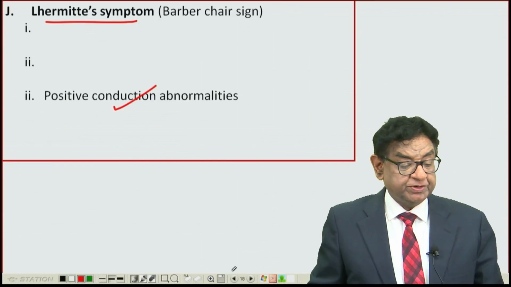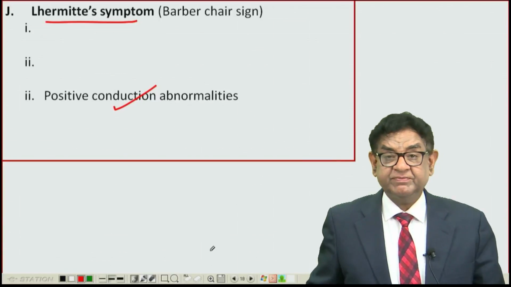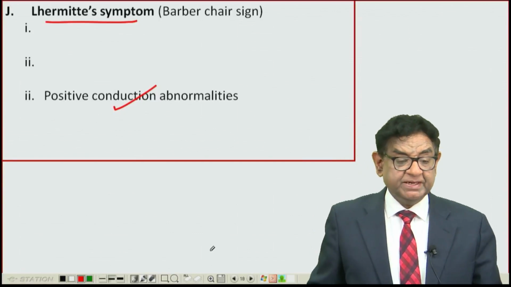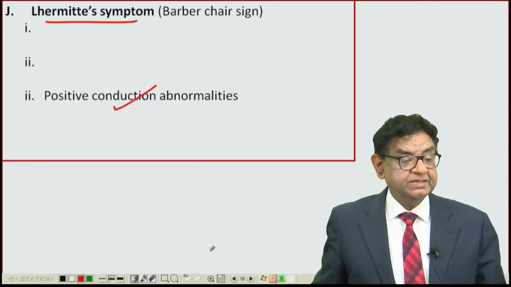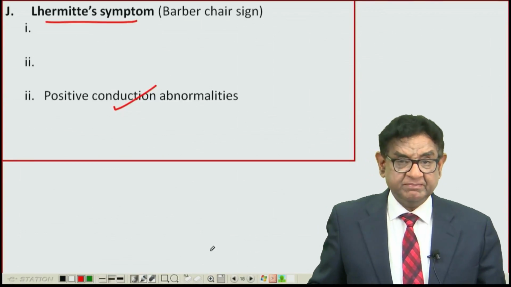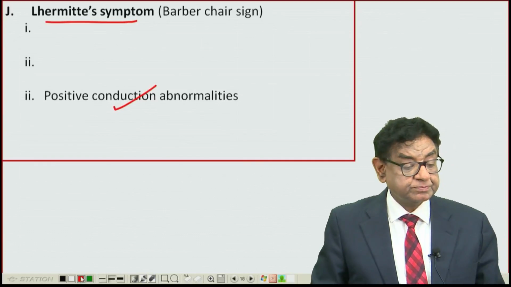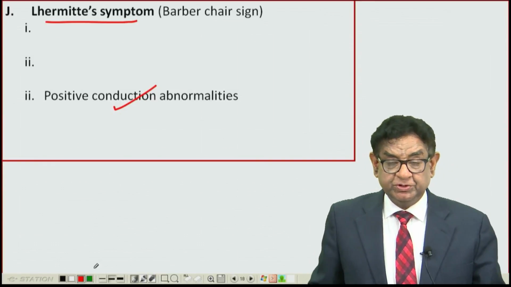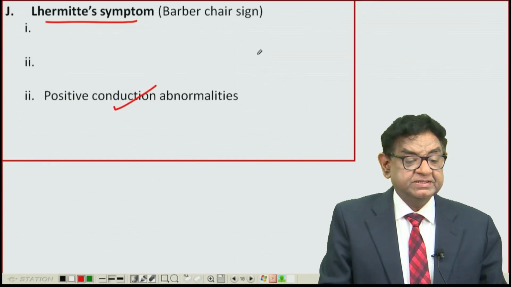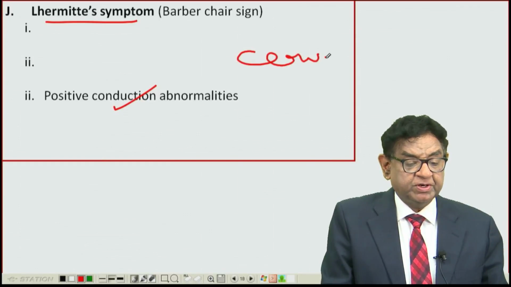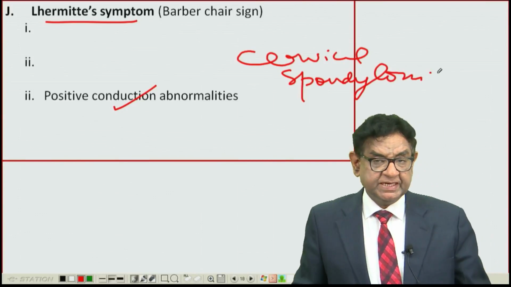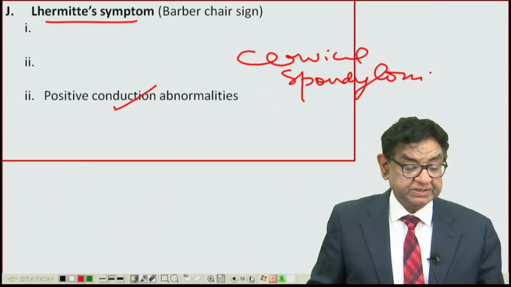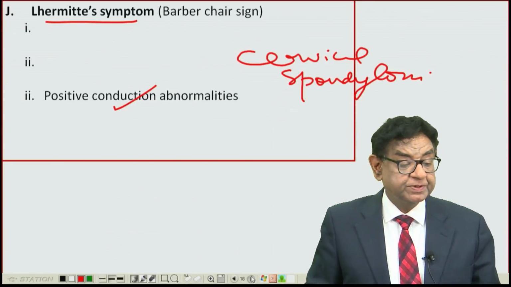Now a question for you. Stop the video after listening to the question and write down the answer. Tell me, in which other condition do we get the barber chair sign other than multiple sclerosis? Well, I'm sure you have written the answer. The answer is cervical spondylosis. Barber chair sign is seen in this condition also. This was extra knowledge for you.